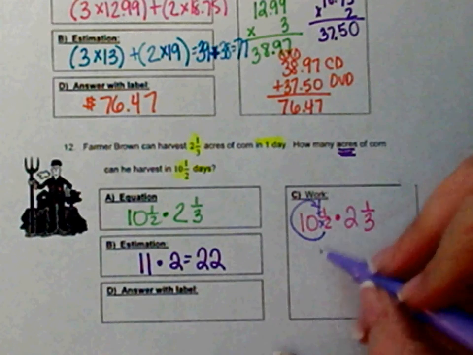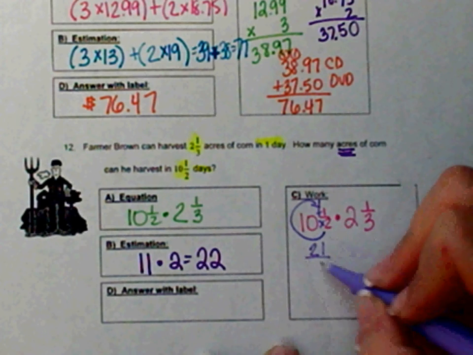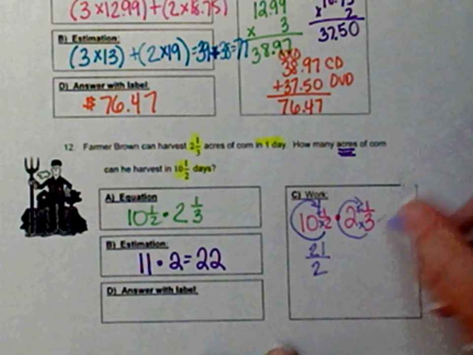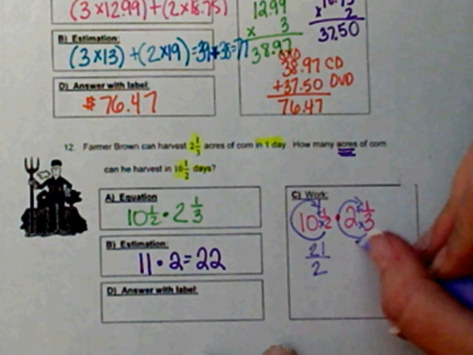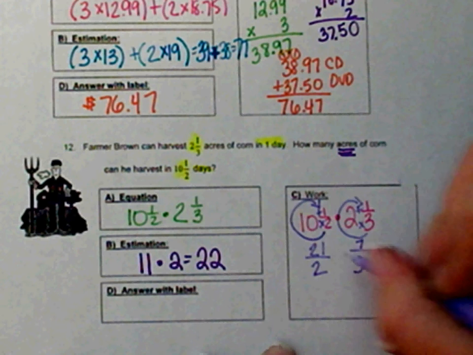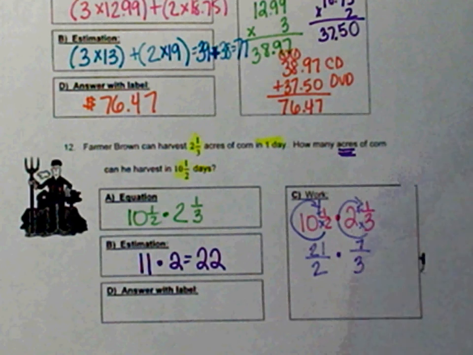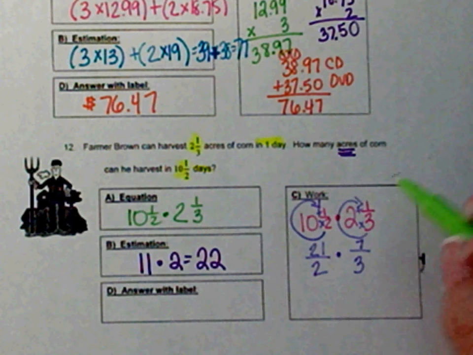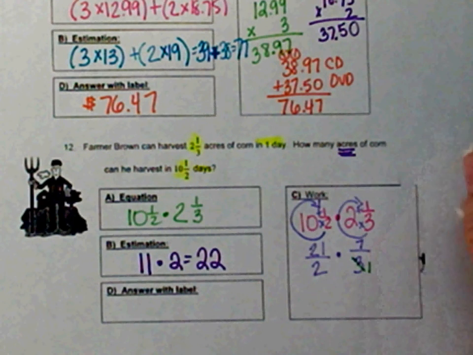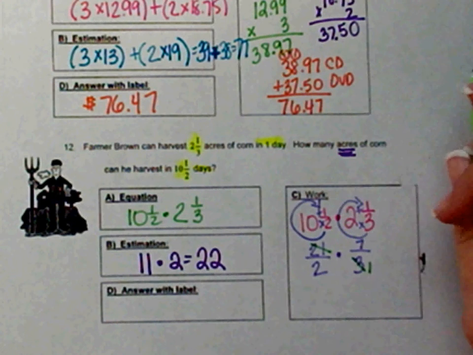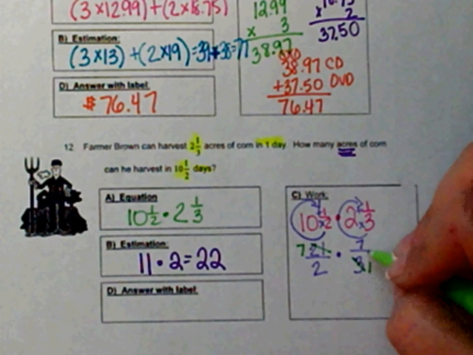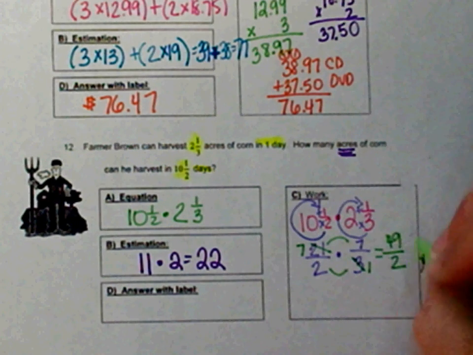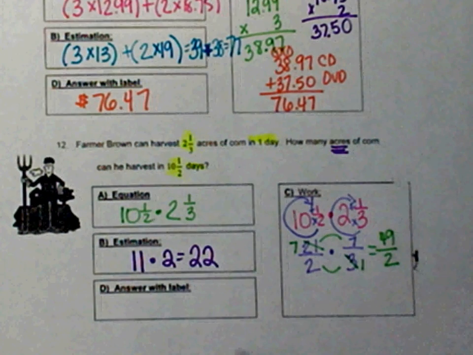10 1/2 days times 2 1/3, because that's how many he does in one day. Estimation, 10 1/2. Remember that half is directly in half, so I'm going to move up to the next one, which is closer to 11. 2 1/3, 1 is shaded out of 3. That means it's closer to 2. So my answer should be around 22 days. I'm sorry, acres. We're looking for acres. How many acres? Underline, underline. 22 acres is what I'm thinking.